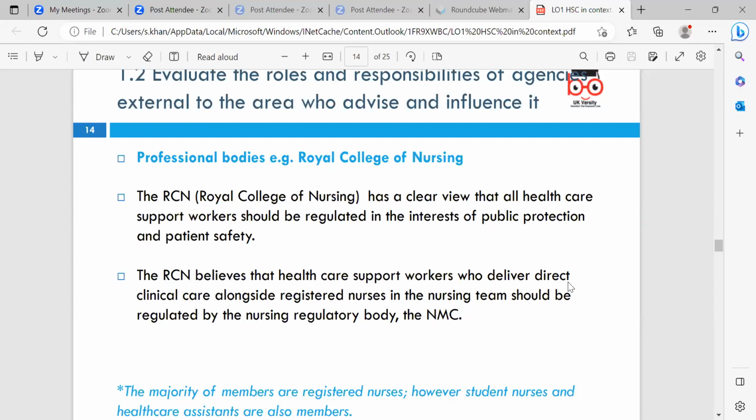They actually are there to represent the professional interests of the nursing staff working in the public, private and voluntary sectors. And they are on the NHS Staff Council, which negotiates pay, terms and conditions for NHS staff. The Royal College of Nursing believes that health and social care support workers who deliver direct clinical care alongside registered nursing in the nursing team should be regulated by the nursing regulatory body, the NMC.